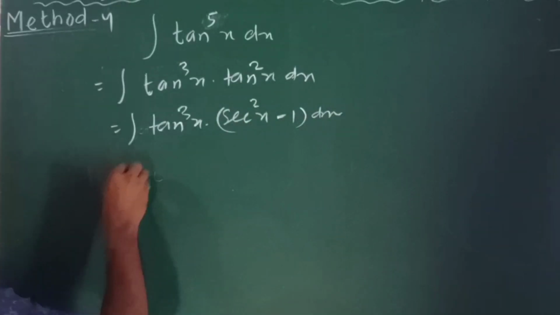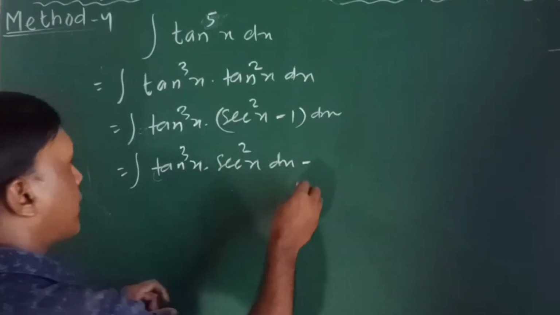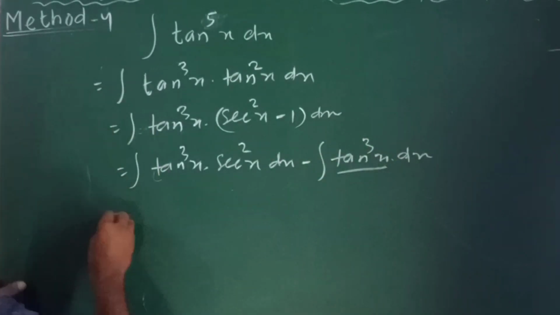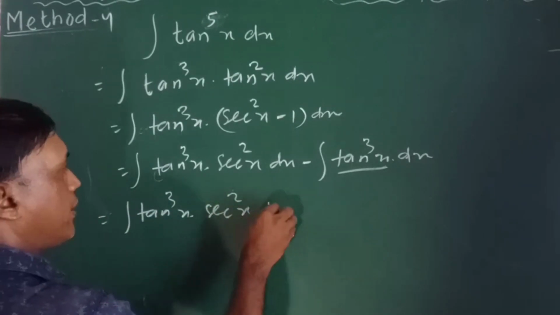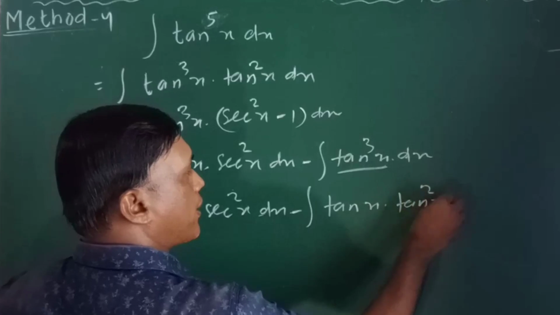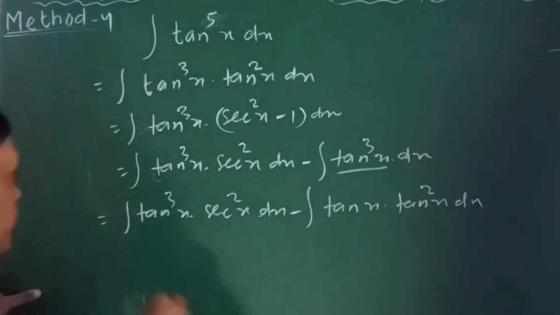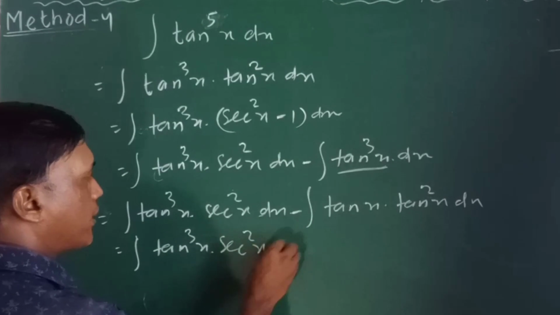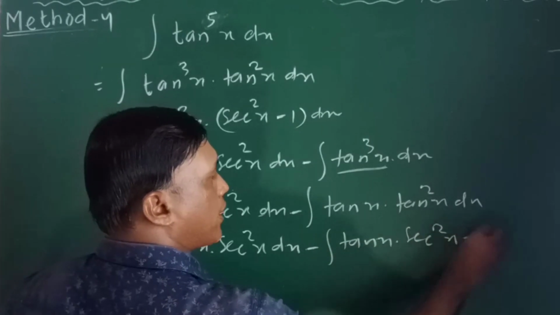Now this is integration of tan cube x into sec square x dx minus integration of tan cube x dx. Again this is tan cube x into sec square x dx minus, again this tan cube is tan x into tan square x dx. I have already said, if you find the power of tan, you have to separate tan square. So this is now integration of tan cube x into sec square x dx minus integration of tan x into sec square x minus 1 dx.